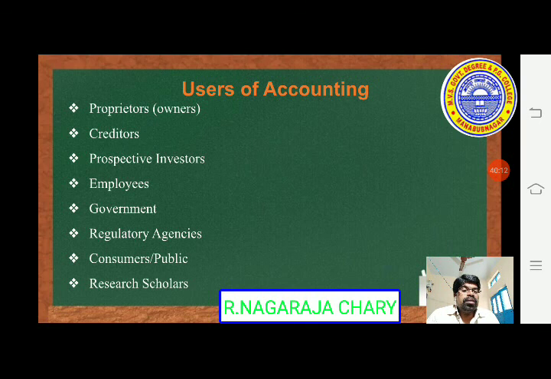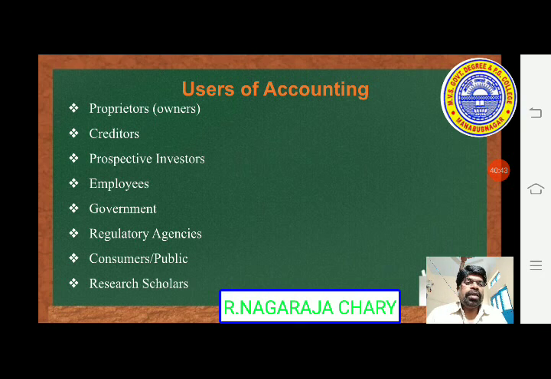Prospective investors. Prospective investors means in future. Right now they are not investors, but in the near future they will be investors. So when we are going to invest something, we may inquire for the information. Prospective means deemed to be investors. In the near future, they may invest.